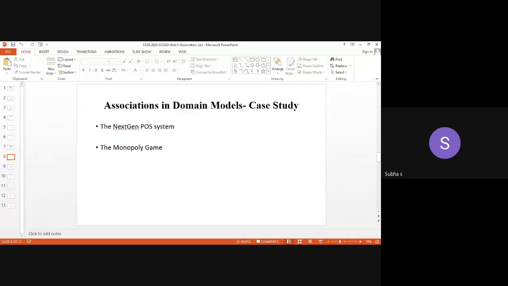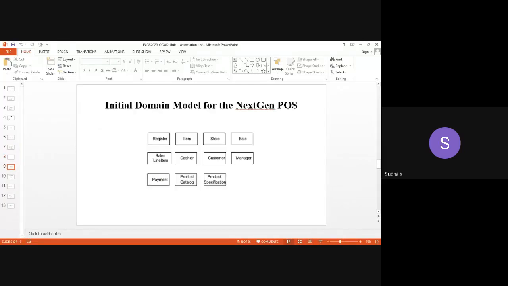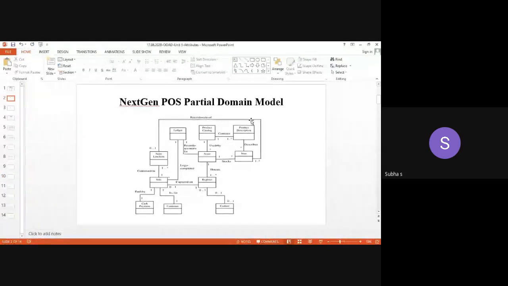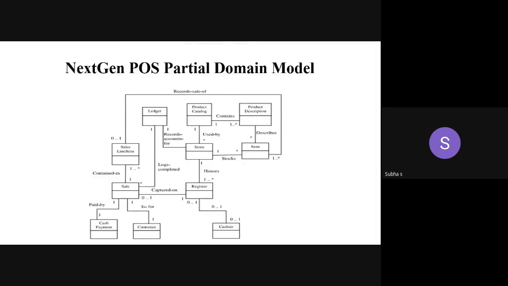Then we saw the two case studies, next gen POS and the Monopoly game. We have finished with the next gen POS only. We saw the partial domain model for the next gen POS. Now we are going to see the Monopoly game also. Yes, so let me put the slideshow.